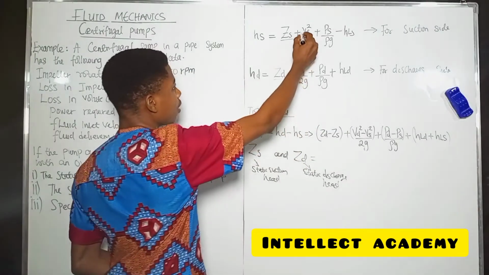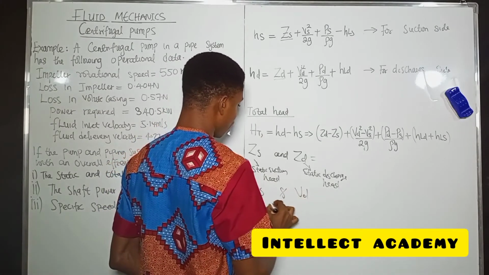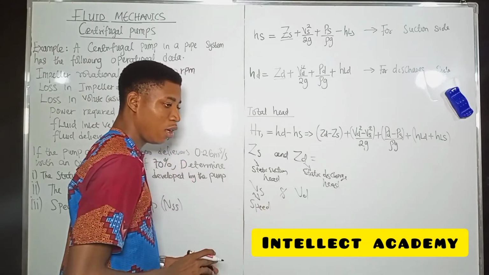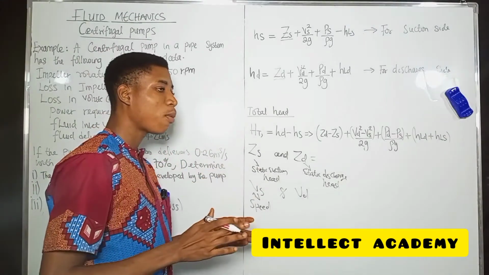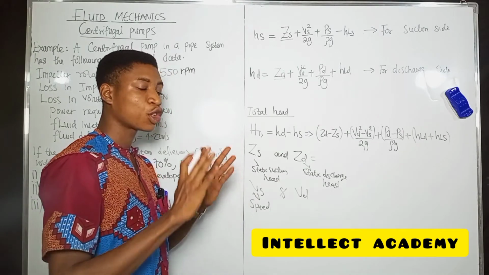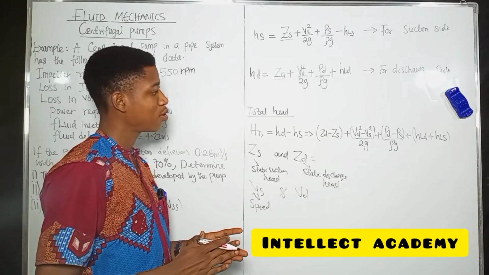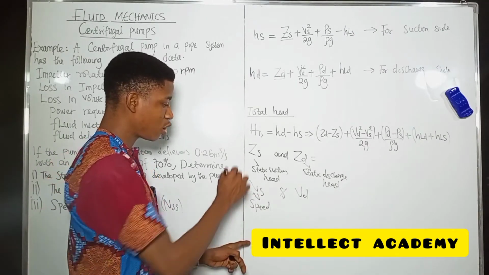Then Vs and Vd signify the speed of that liquid. I told you that in the course of our study of centrifugal pumps, the function of a pump is to increase the pressure of a fluid. Of course, here this will be the speed of the fluid at this suction side.